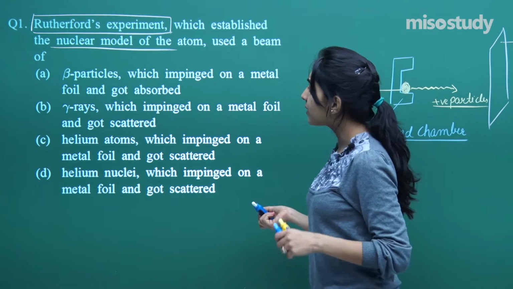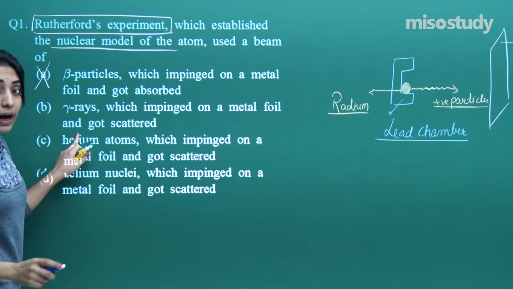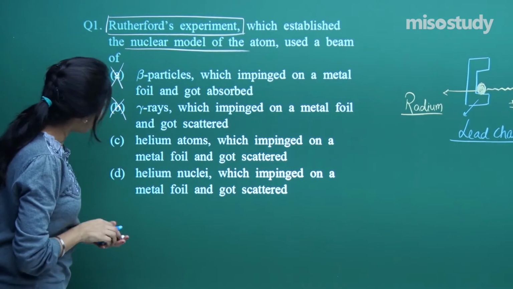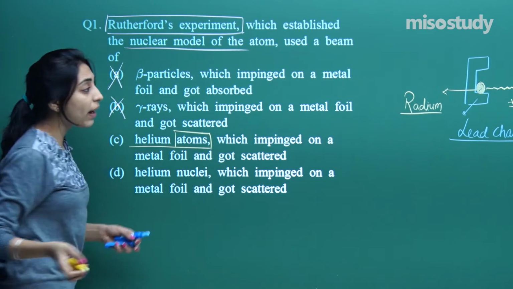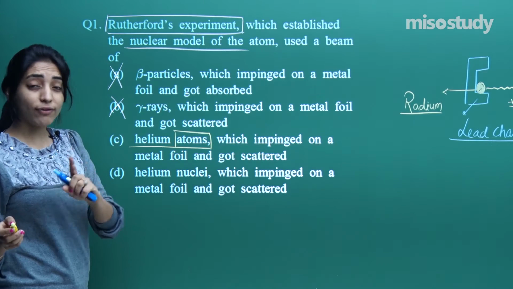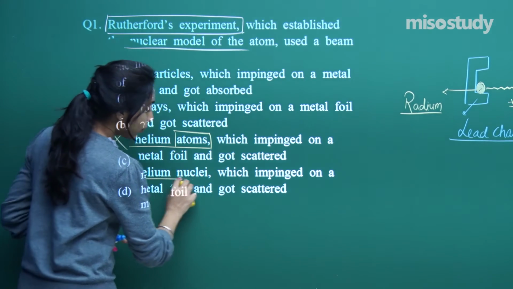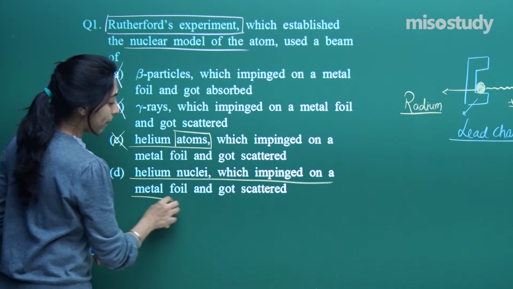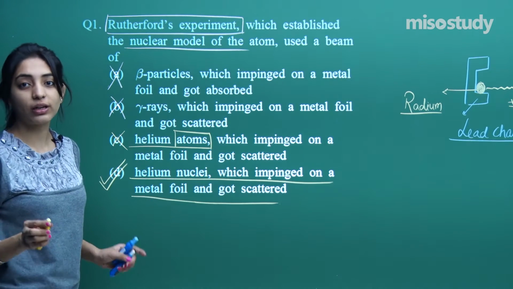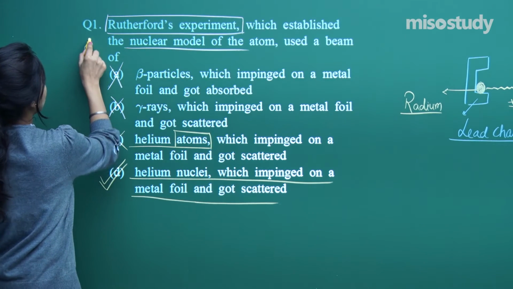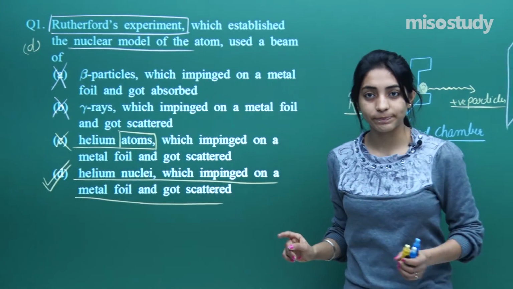Option A says beta particles. No guys, never ever did we say beta particles. Gamma rays, no. Then the third option says helium atoms. No. Helium atom is He, but I know that an alpha particle is positively charged, so not even this. And the fourth one is helium nuclei which impinged on a metal foil and got scattered, and that is the perfect answer for question number 1. Hence question number 1 can be written with the correct option as option D.